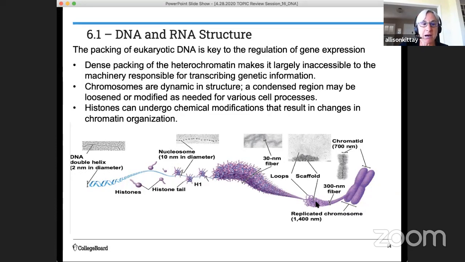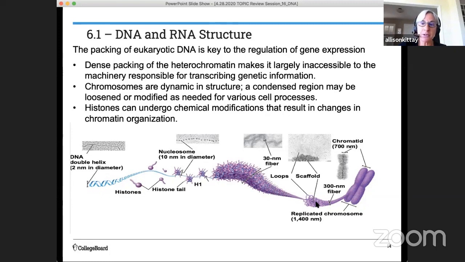It gets packed so that it's largely inaccessible to the machinery that's responsible for transcribing genetic information. So this is one of the ways that we regulate gene expression. Chromosomes are dynamic in structure, meaning that they're always changing. And you know that a little bit from the cell cycle and mitosis, where chromosomes are condensing and they're unwinding. So we see a condensed region, and it may be loosened or modified as needed for various cell processes. And in eukaryotes, the chromatin is packed using histone proteins.